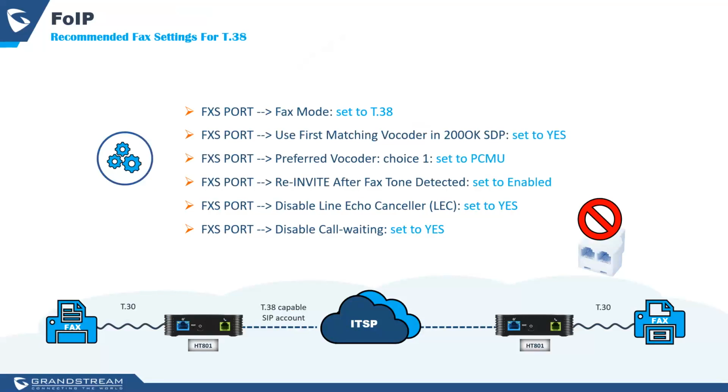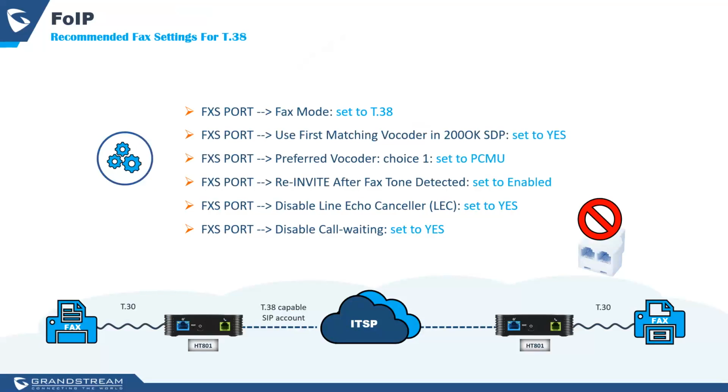The next one is the line echo canceller. So we want to disable that one because the HT might confuse fax tones with echo on the line. So we want to disable this option so that it does not cancel any packets on the incoming or the outgoing traffic. And basically, line echo canceller is a setting that you can enable to optimize the voice for voice calls instead of fax.